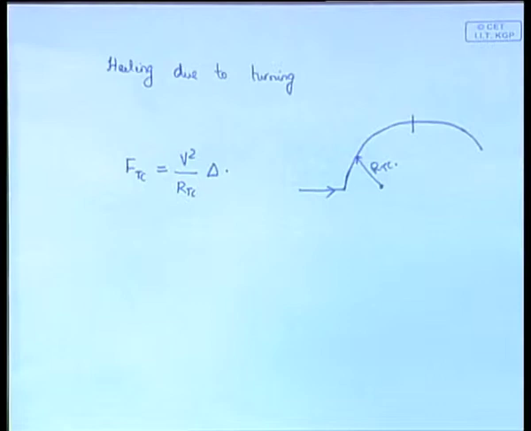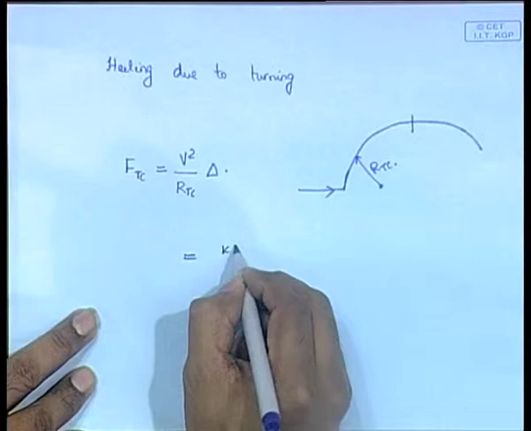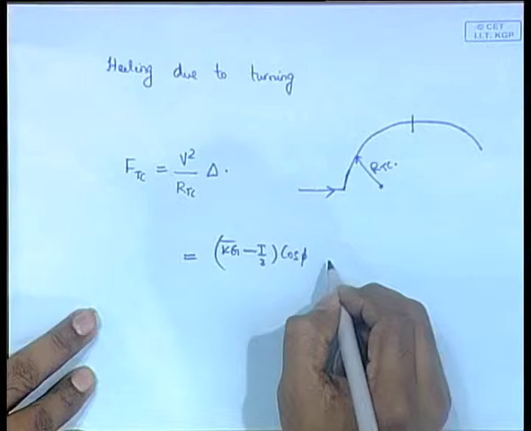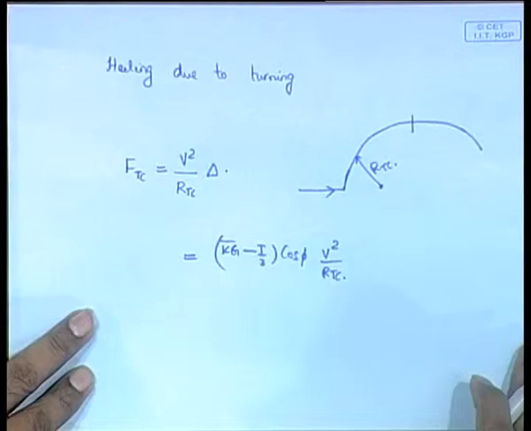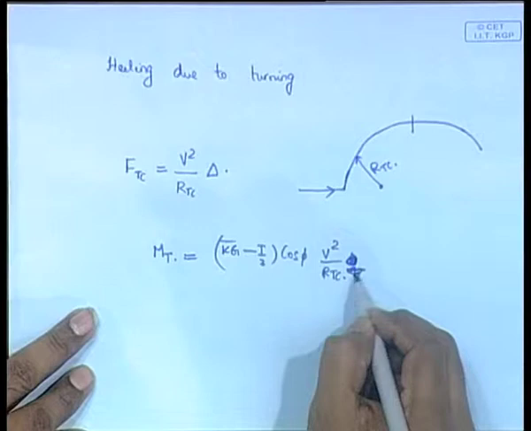If you remember, last time it became HV plus T by 2 cos phi, I derived that. Just like that, L, in this case, is KG minus T by 2 cos phi. So the moment becomes KG minus T by 2 cos phi into V square by RTC, into delta. This gives you the turning moment. And when you divide the moment by delta, that will give you the turning arm. This is the heeling arm.